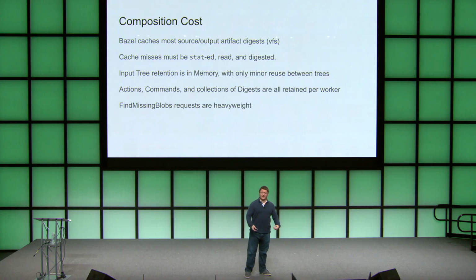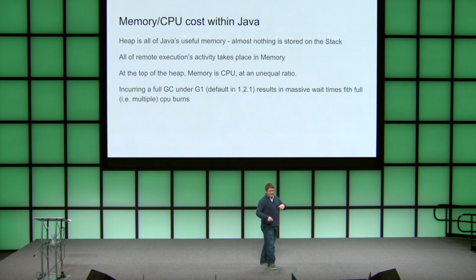The find missing blobs request is sort of the nail in the coffin here. It's the last request that you have to make after missing a cache, where you have to compose a gigantic list. And I'm talking gigantic because I've got tens of thousands of inputs in some of my actions. Most of them are repeated, but I have to ask about this every single time to the remote system to determine whether or not we can execute. And again, memory. So I put together a special slide on memory.